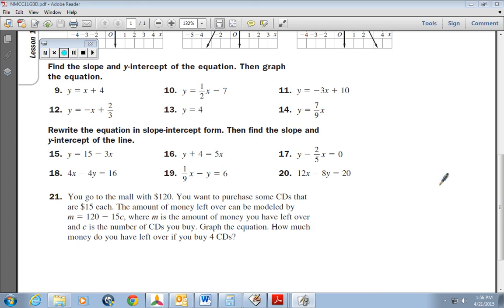Okay. Is there another one up there? Let's see. Let's do number 15 real fast. I'll do that one. We'll do number 15. Okay? So I'm going to go ahead and draw my graph.